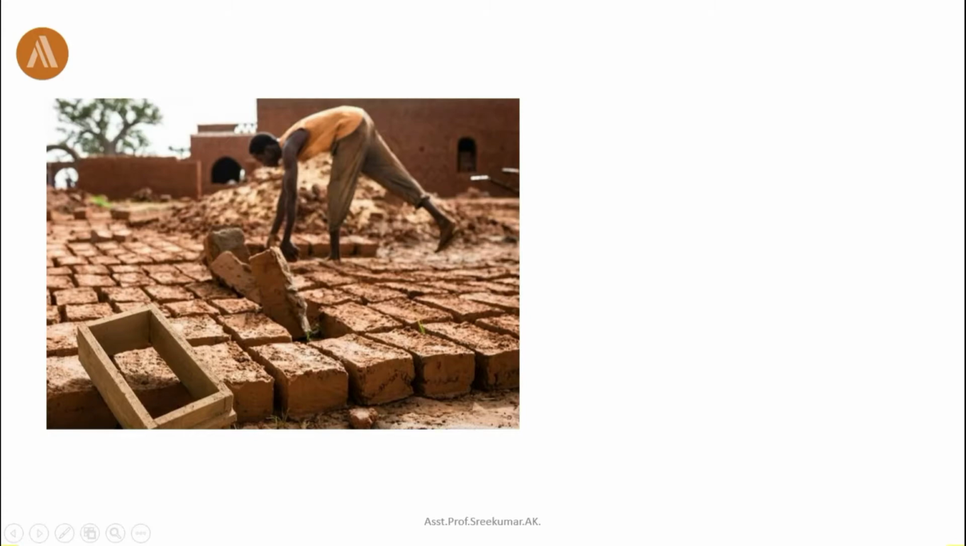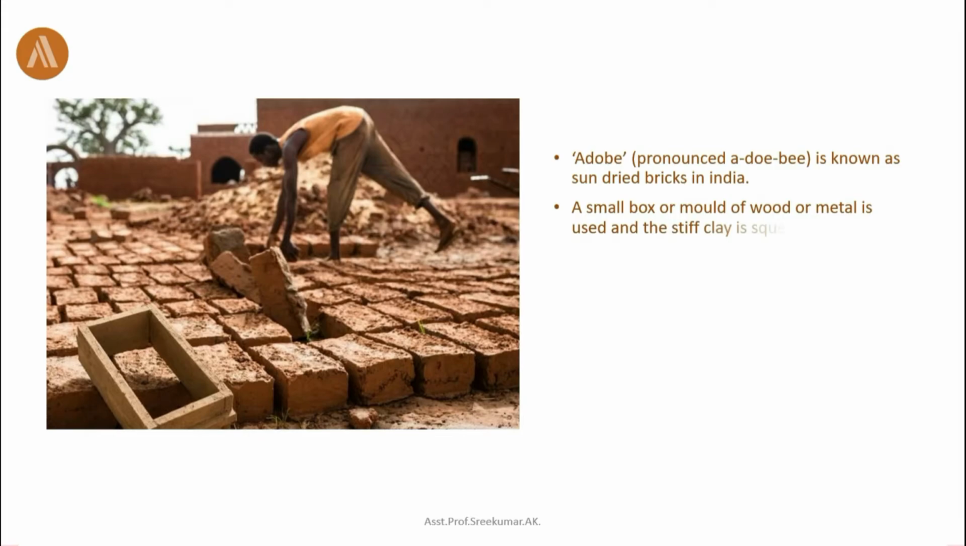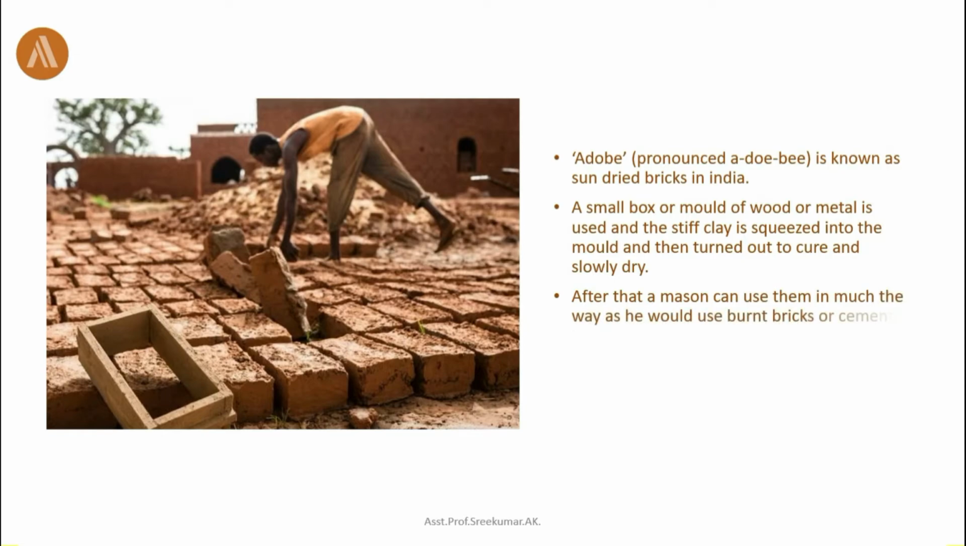So that's about the construction process of adobe. Now let me brief you once again. Adobe is known as sun-dried bricks in India. A small box or mold of wood or metal is used and the stiff clay is squeezed into the mold and then turned out to cure and slowly dry. After that, a mason can use them in much the same way as he would use burnt bricks or cement blocks. The adobe bricks can be made to any size.